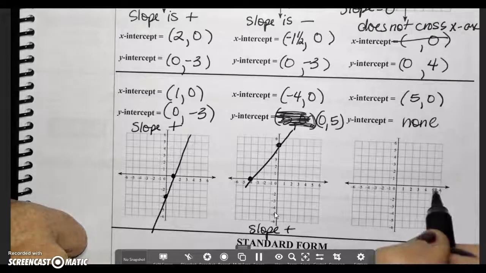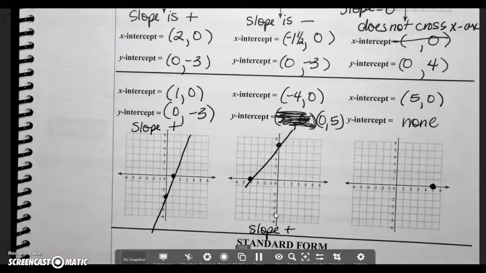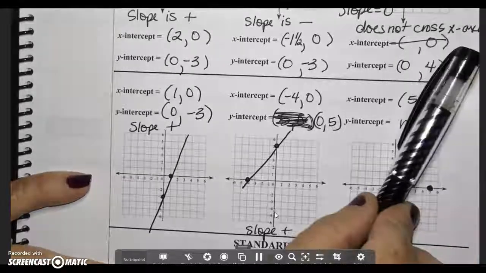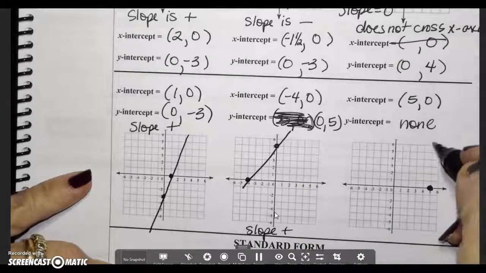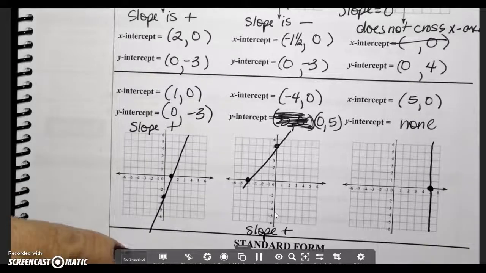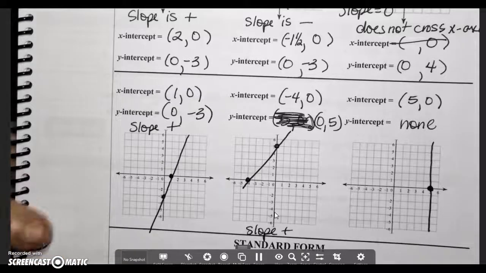Okay, for the last one, my x-intercept is 5, but it does not have a y-intercept. What kind of line does that tell you it is? It's never going to come over here and touch that. It's a vertical line. Good. And the slope, we're going to talk about that on Friday. It's its own special category.